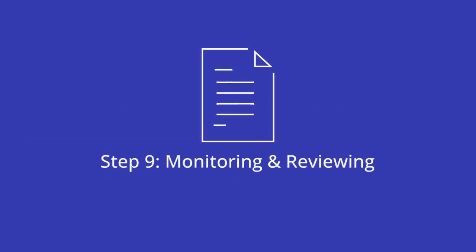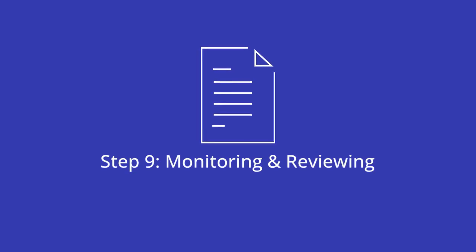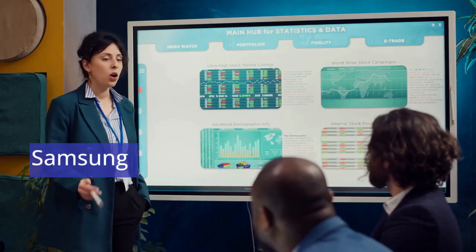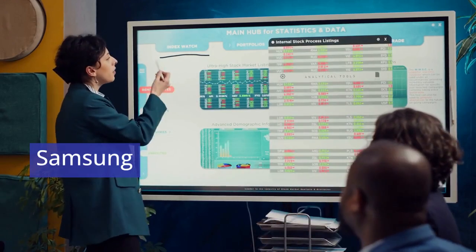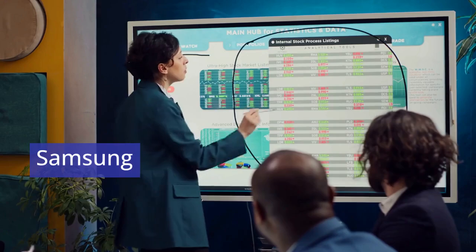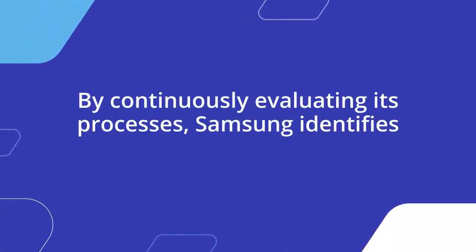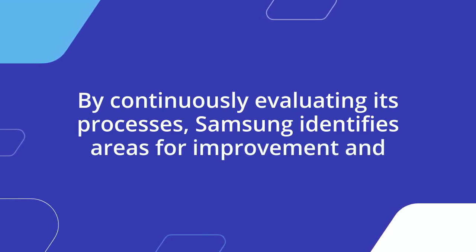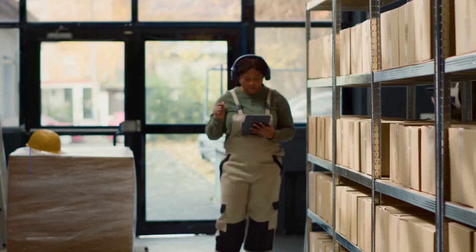Step 9. Finally, the materials management process includes monitoring and reviewing material usage and supplier performance. Samsung, for example, regularly reviews its supply chain performance, tracking key metrics like inventory turnover and supplier reliability. By continuously evaluating its processes, Samsung identifies areas for improvement and makes adjustments to optimize efficiency and cost effectiveness.